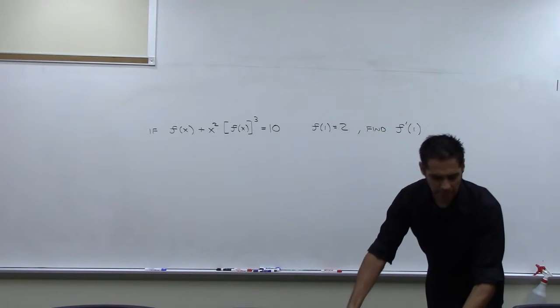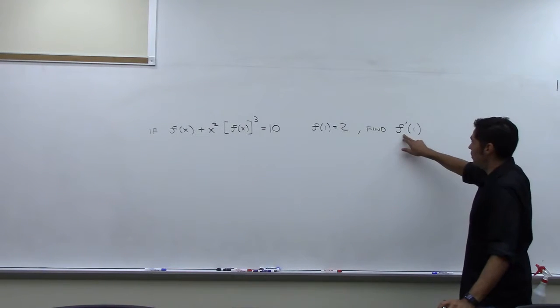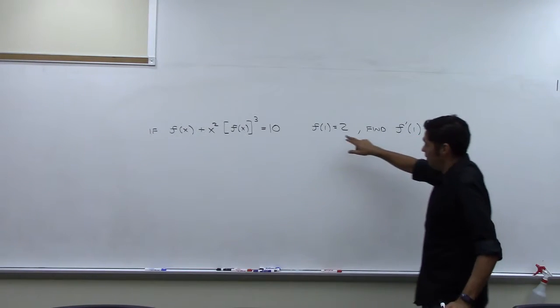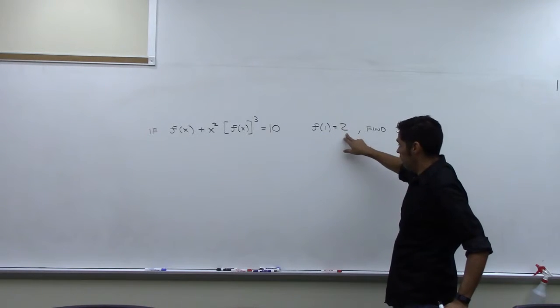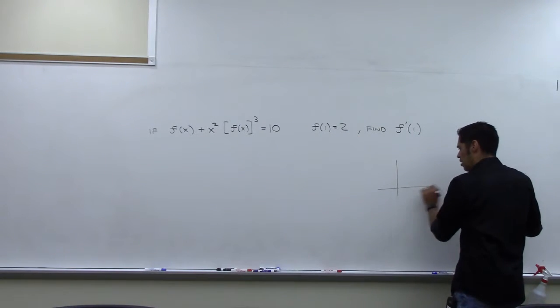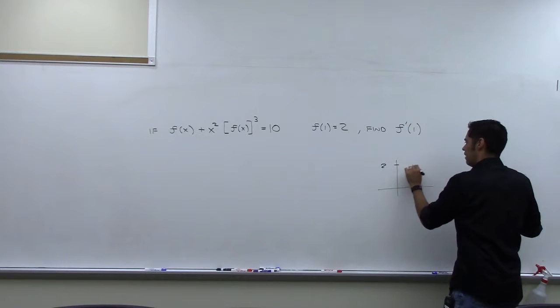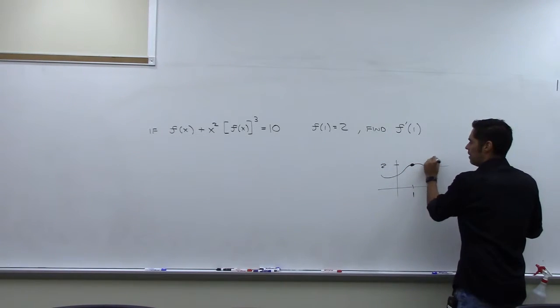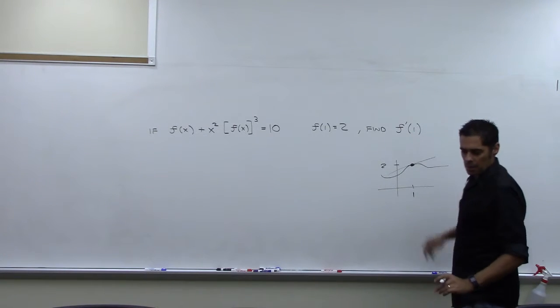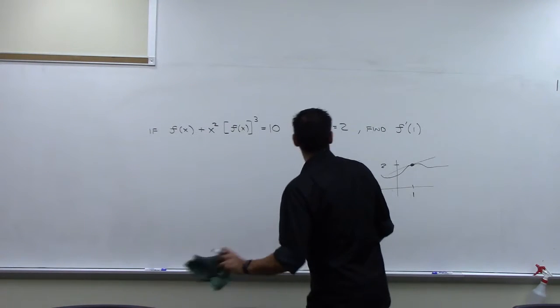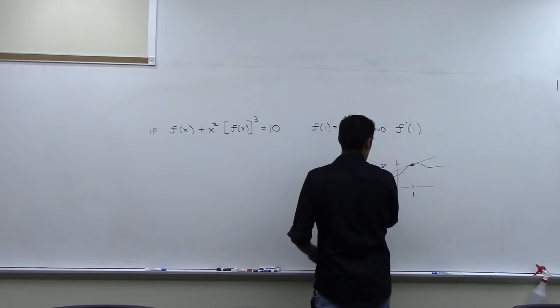All right, well, we need to find the derivative of this function at 1. They tell us that the function's value at 1 is 2. So it's kind of like we know that at 1, the function's value is 2. We don't really know what it's doing, but we want to find the slope of the tangent line there. So we need to know what the derivative of the function is. We actually need to figure out what f prime is.